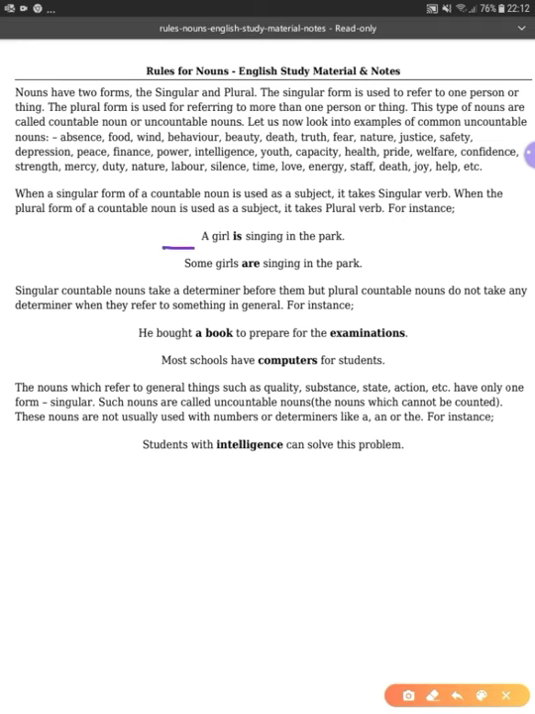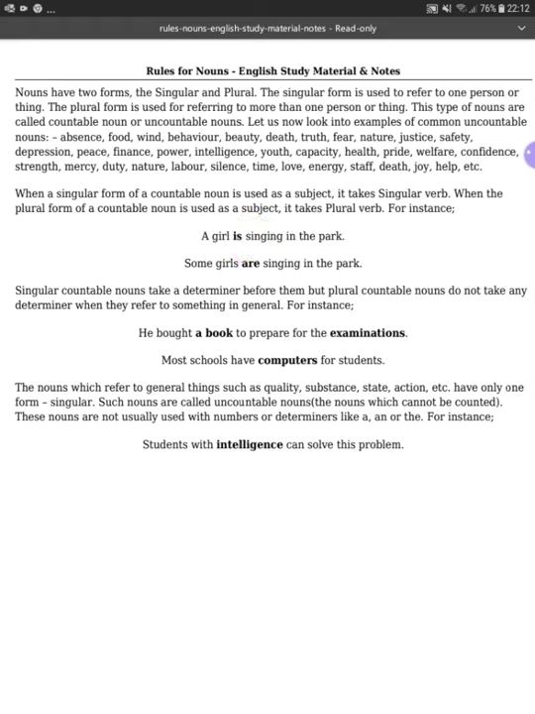Like, a girl is singing in the park. So as you can see in this example, girl is a singular noun, singular form, and since it was said in the definition that when a singular form of countable noun is used as subject, it takes a singular verb. So what is the singular verb you can find in this sentence? The singular verb we can see is "is", which is used with a girl. That is the singular countable noun.